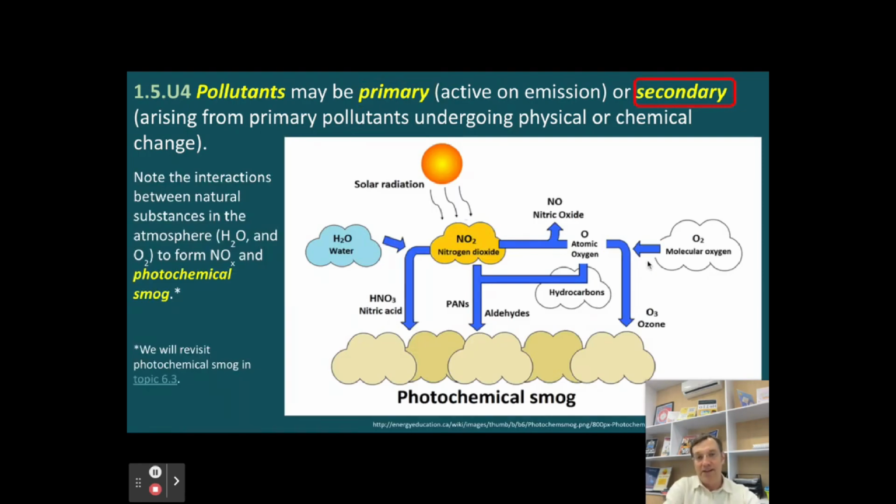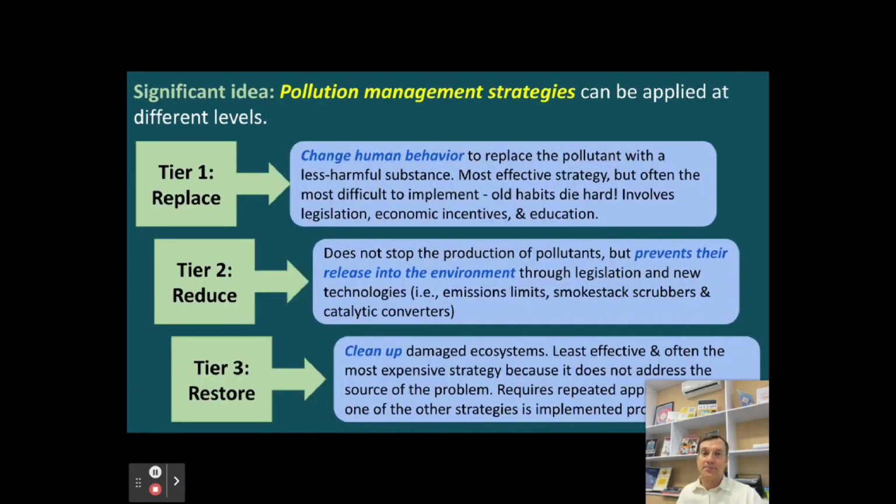The secondary pollutants here, your classic example is photochemical smog. Again, we'll revisit this when we get to topic 6, the atmosphere. The initial pollutant that is released is nitrogen dioxide, which comes frequently from automotive exhaust. The NO2 is not itself the thing that causes harm to humans or other organisms, but what it does is it reacts with water in the atmosphere to form nitric acids and aldehydes, and those create the photochemical smog, and the smog itself is what has the impact on human health and environmental health.